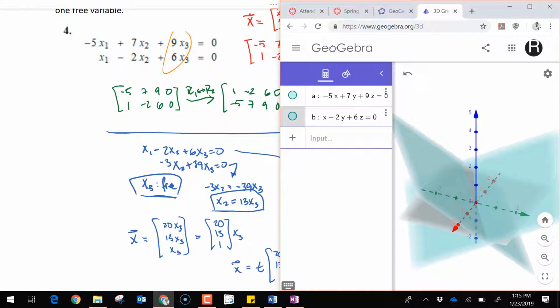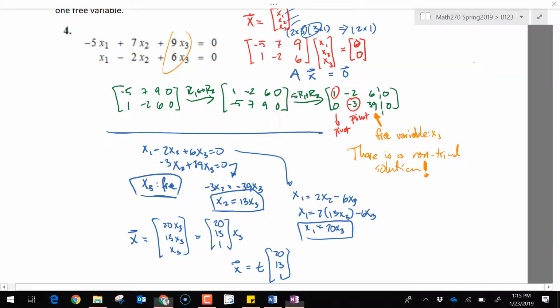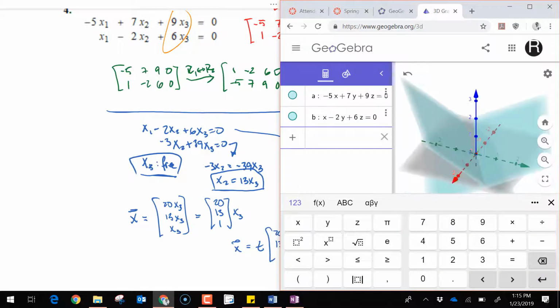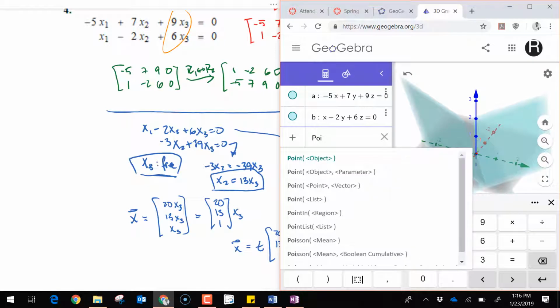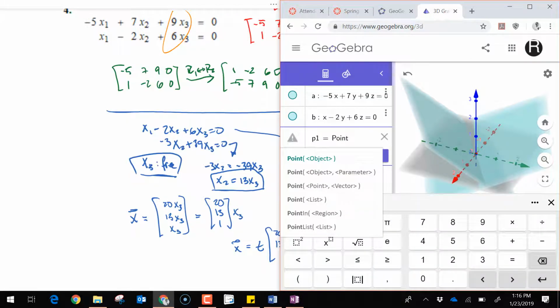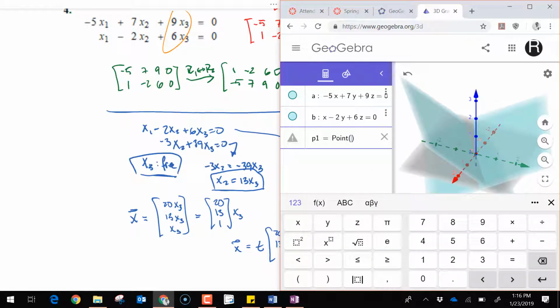So what did we find? We found this vector, 20, 13, and 1. If we treat that as a vector, that would be a vector from the origin to that point 20, 13, and 1. So what's so interesting about that point? Well, let's take a look at the point first, and then we'll take a look at the vector. If we put a point, let's call it P1. Looks like I could put 20.